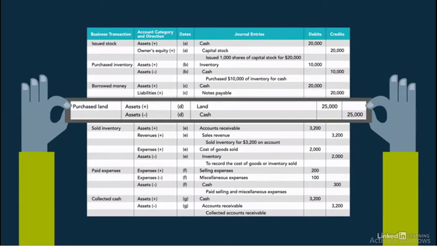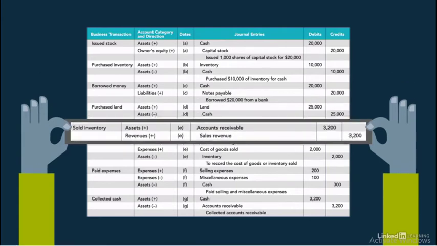It looks like we were trading one asset for another. We debited land for $25,000 and we credited cash for $25,000. Now, entry E actually involves two journal entries. We are selling inventory costing $2,000 for $3,200. That $3,200 will be collected in the future. First, we record the increase in the accounts receivable as a result of the sale. Assets like accounts receivable increase with debits. We debit the accounts receivable account and we credit the sales revenue account. We remember that sales revenue is a sub-account of retained earnings, and retained earnings increases with credits.